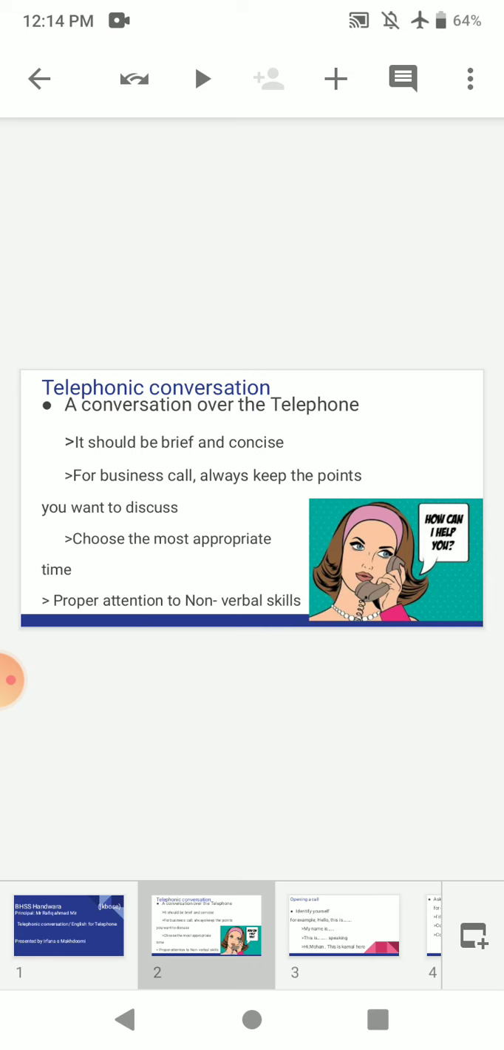Proper attention to non-verbal skills. Since you are talking on phone, you have to be careful about the words you choose, the words you use, your tone, and similarly pay attention to what the other person is speaking without interrupting.